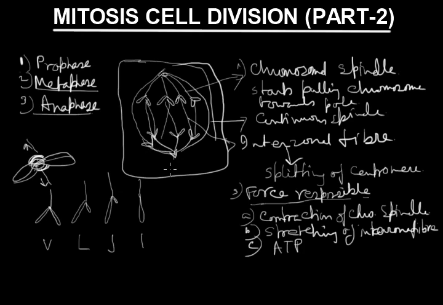The centromere splits, which is required to send chromosomes to the poles, resulting in interzonal fiber formation. The main features of anaphase are that the chromosomal spindle starts pulling chromosomes towards the pole, and interzonal fiber formation takes place, which is required for pulling the chromosomes. The forces responsible are the contraction of the chromosomal spindle, stretching of the interzonal fiber, and ATP. This is the third phase of mitotic cell division, anaphase.